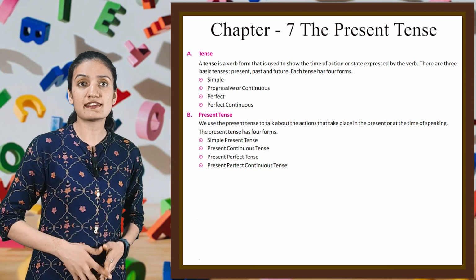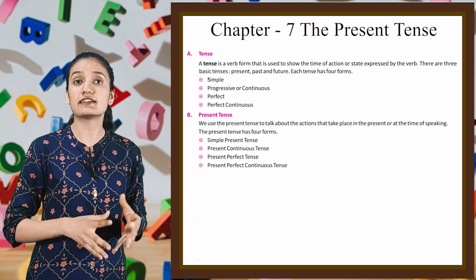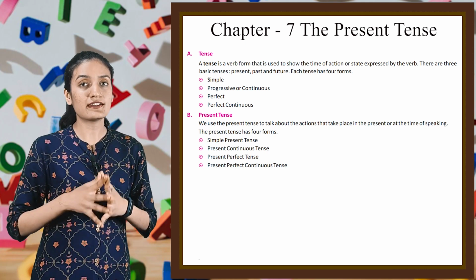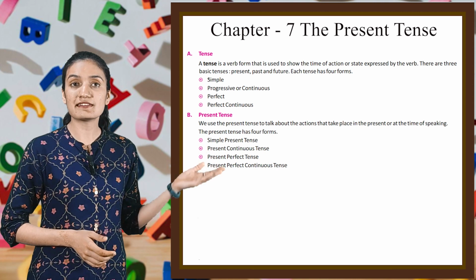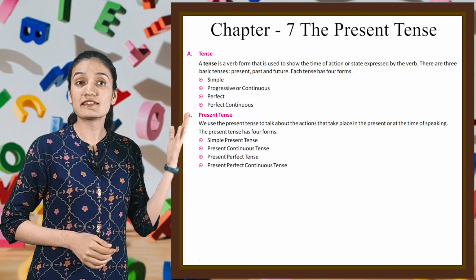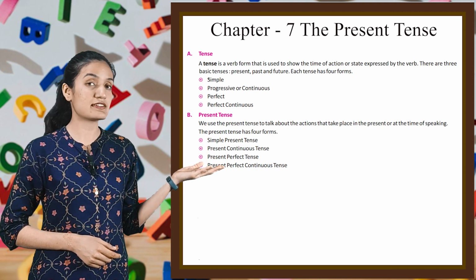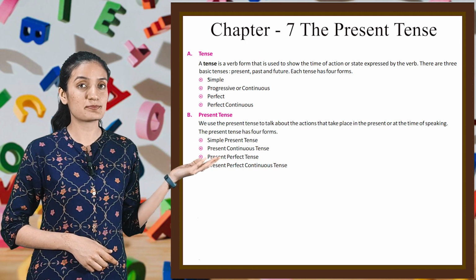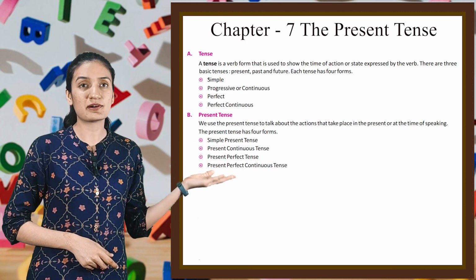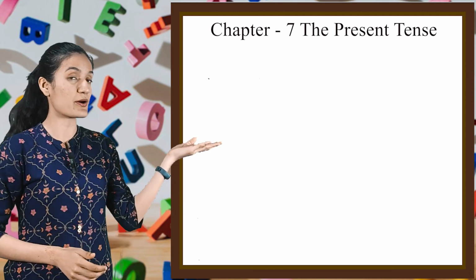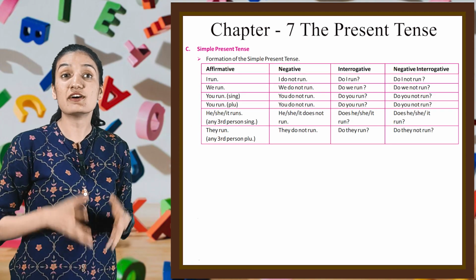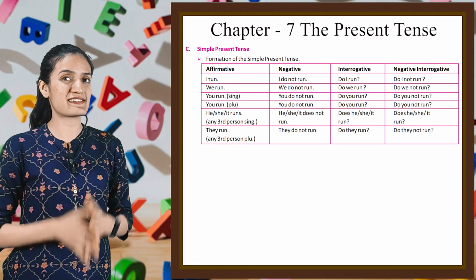We use the present tense to talk about the actions that take place in the present or at the time of speaking. The present tense has four forms: simple present tense, present continuous tense, present perfect tense, present perfect continuous tense. Now, simple present tense. Formation of the simple present tense.